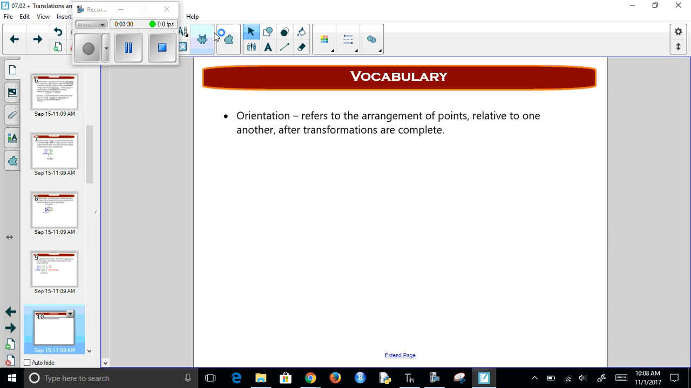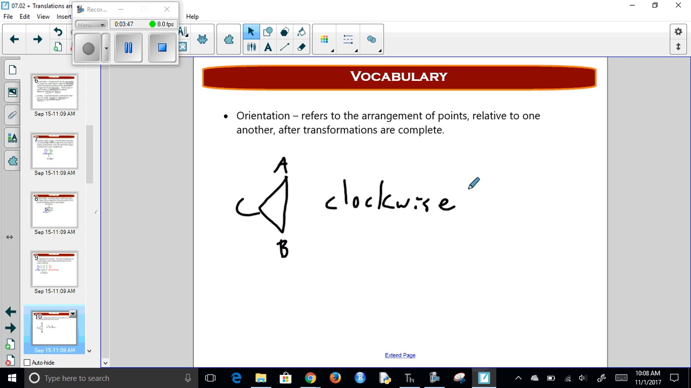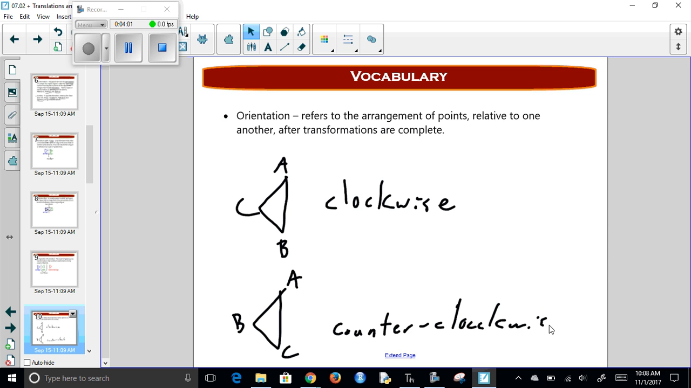Our last one here is orientation. It refers to the arrangement of points relative to one another. So what that means is if I have A, B, C, we say that the orientation is clockwise. But if I flip it around, A, B, C, we say that it's counterclockwise. Handwriting's terrible, but hopefully you get how to spell counterclockwise. Oh, put two C's in there. All right.